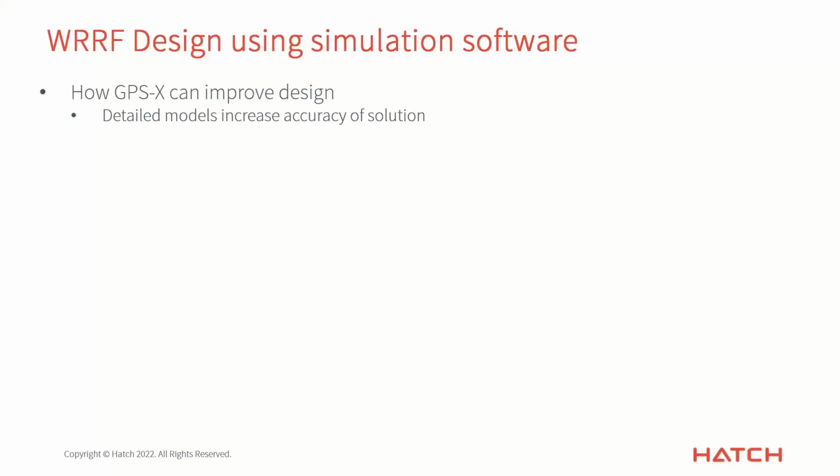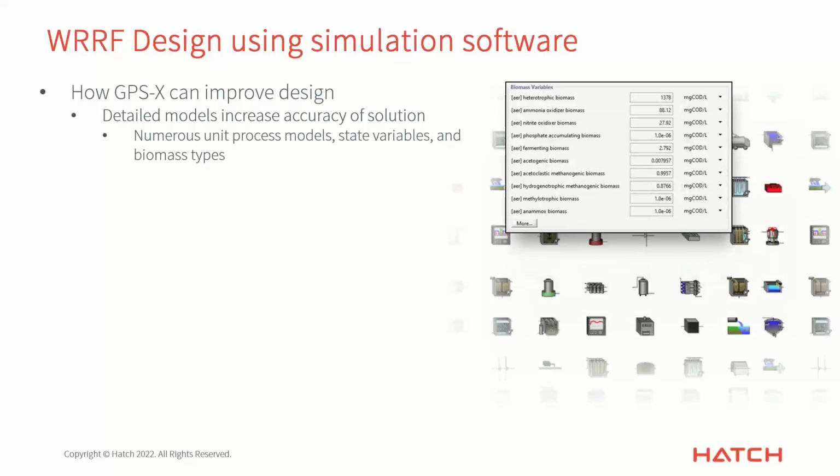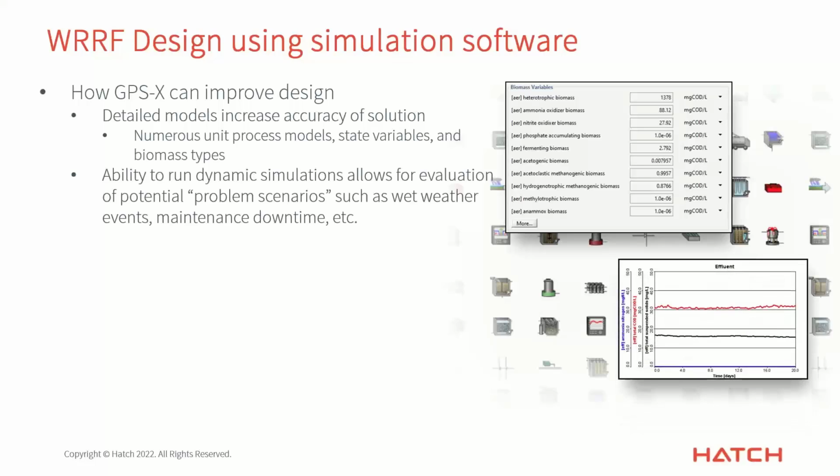Basically, there are the simple things. We know GPSX has very detailed models, and these are going to help increase the accuracy of our solutions. We have a lot of unit processes, lots of state variables, and many biomass types, so we are able to get a more precise or more nuanced answer than just using a few biomass types or some spreadsheet design equations. We also have the ability to run dynamic simulations.